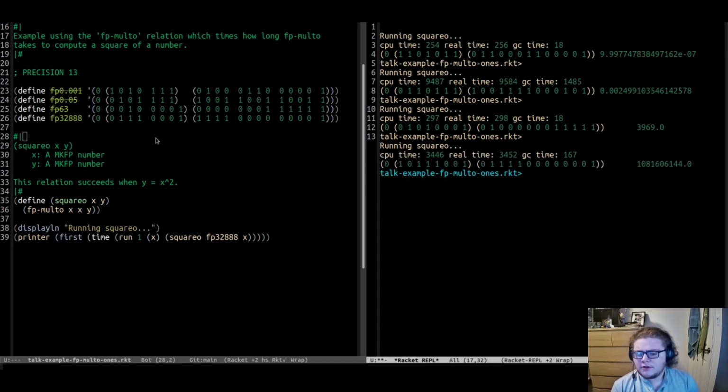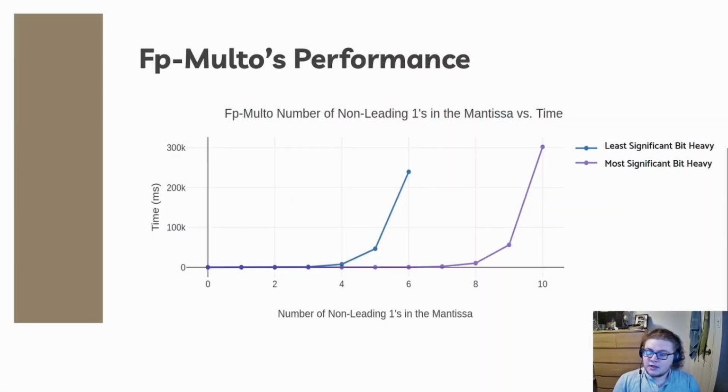It's taking longer again. So this one took about 3.5 seconds to resolve. Can you see the connection between these examples? It's the mantissa. Here you can see a plot of FP-Multo's performance against the number of non-leading ones in the mantissa.